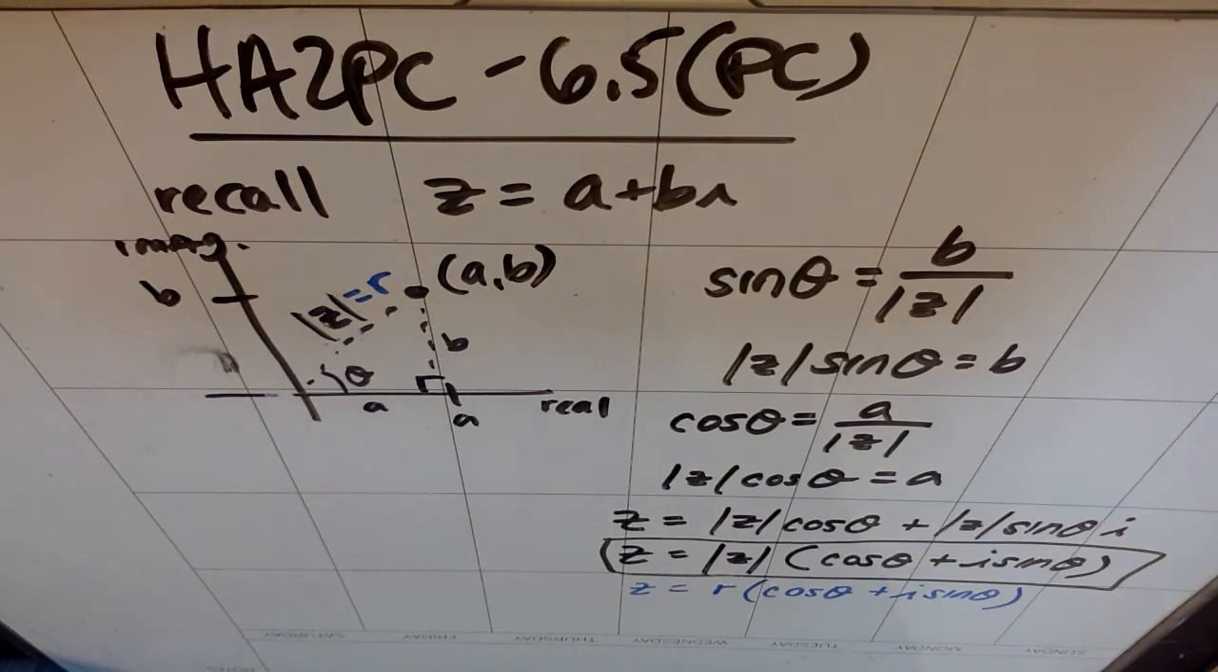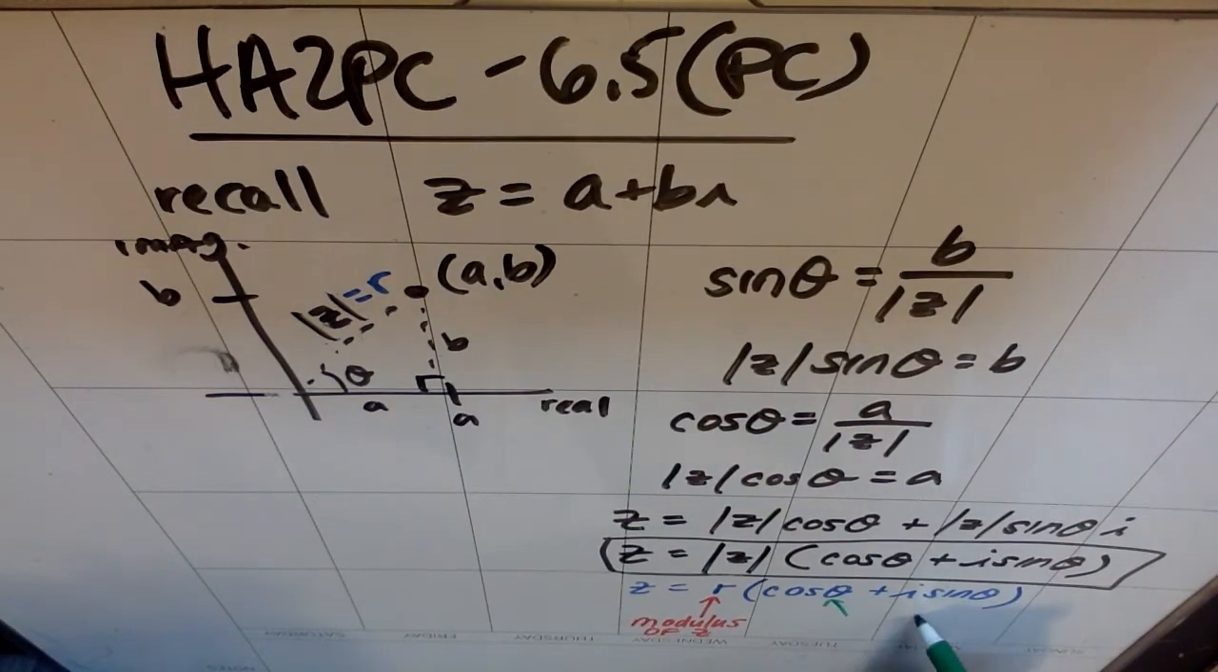These have some specific names, and I don't think you're going to use them often, but just so that you're aware that they exist: this r is called the modulus of z, and this theta is called the argument of z. Now, I'm not going to test you on knowing either of those words, but that's what those things mean.